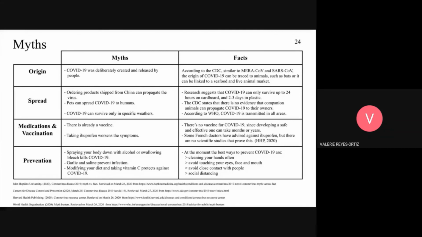many myths raised on how to prevent infection, like spraying your body with alcohol or swallowing bleach, eating garlic and using saline, or modifying your diet and taking vitamin C can protect against COVID-19. However, we know for a fact that at the moment, the best ways to prevent COVID-19 are cleaning your hands, avoiding touching your face, or avoiding close contact with people.